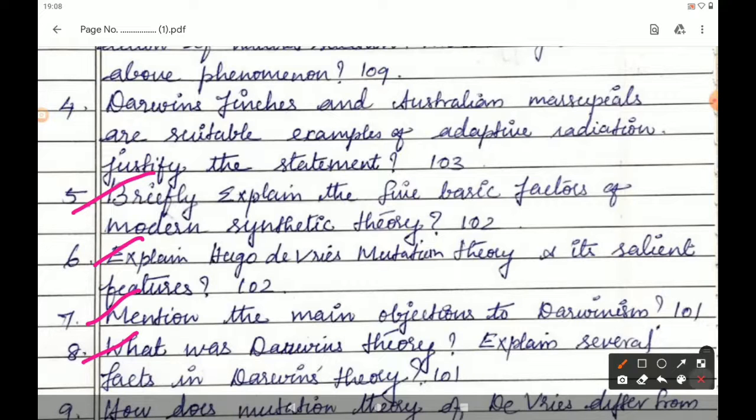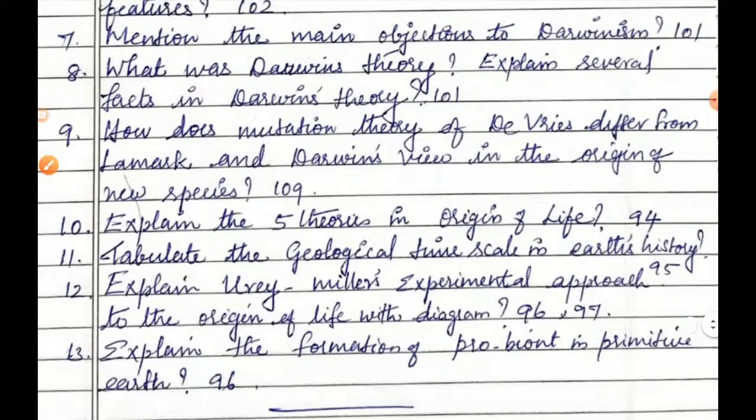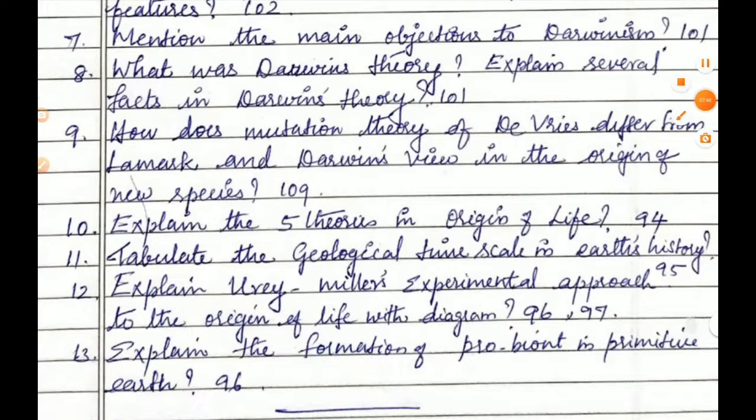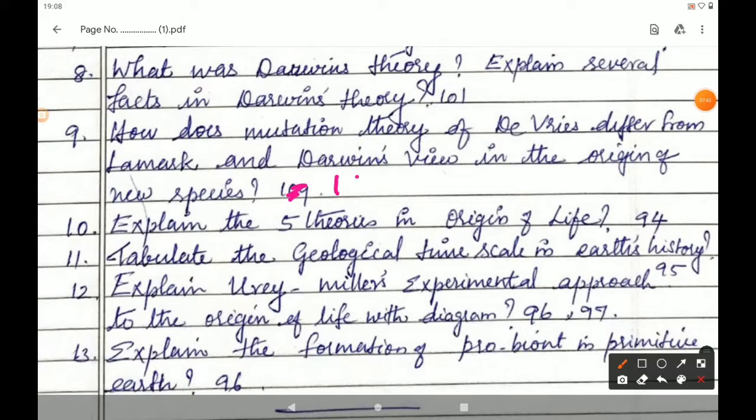The next question: how does mutation theory of De Vries differ from Lamarck and Darwin's view in the origin of new species? Students, the answer for this question is given in page number 102. Under page number 102, come to the second paragraph, that is under the heading 6.5.3 mutation theory. Come to the second paragraph.